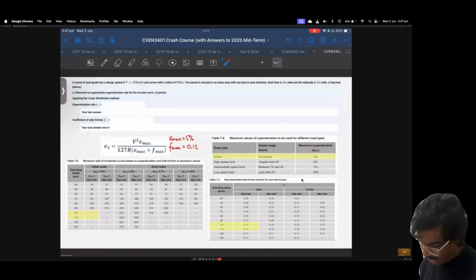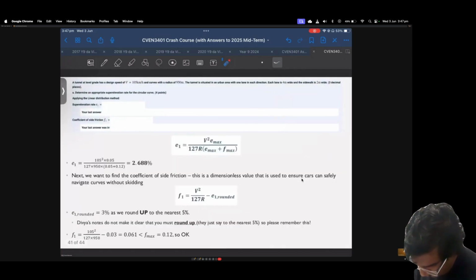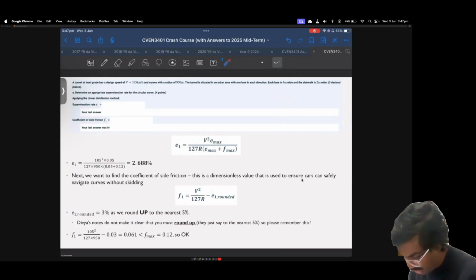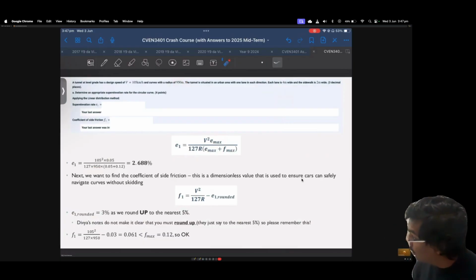So now we can plug all our values in. E1 equals 105 squared times 0.05. So it's not 5, it's 0.05, like any percentage. Over 127 times 950, because 950 was the radius, times 0.05 plus 0.12.